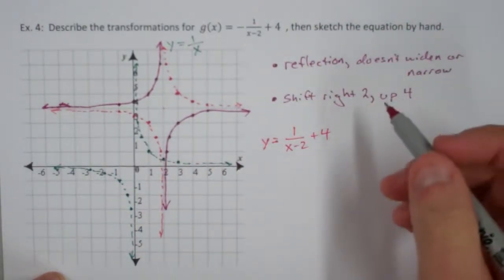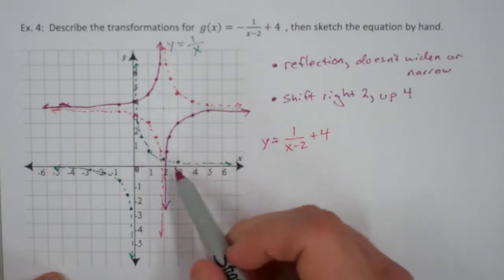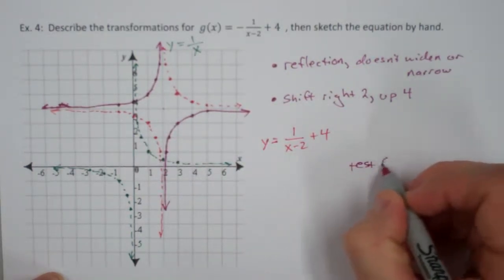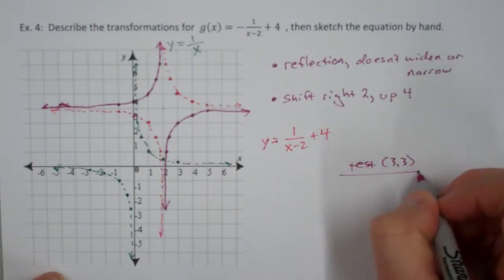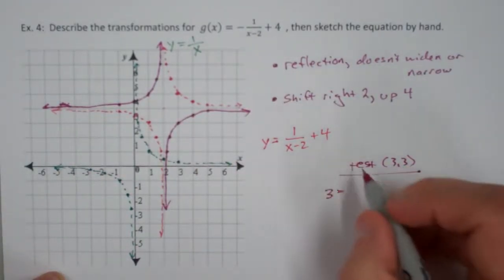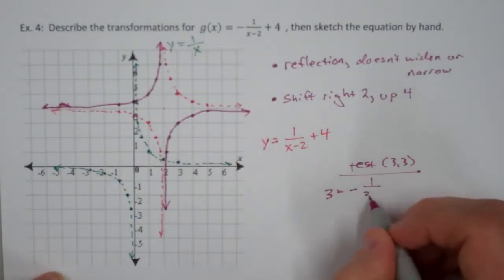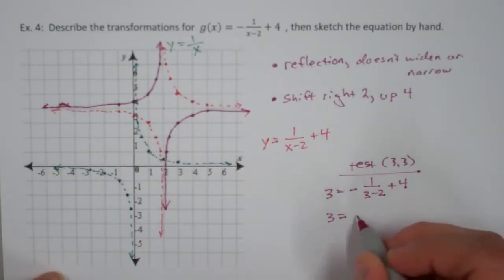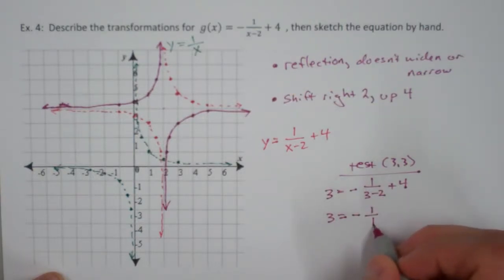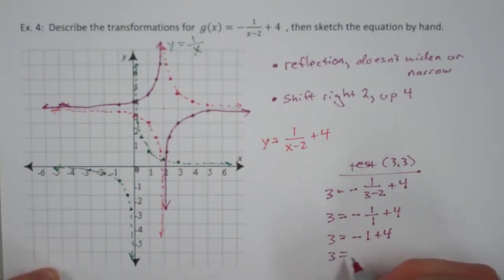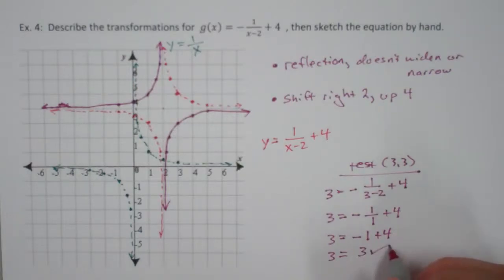Let's just verify that we've done this correctly. So let's pick a point, maybe 3 here. So we're going to test (3, 3). That's g of x, the y position, should be equal to the opposite of 1 over 3 minus 2, plus 4. So 3 is equal to negative 1 over, that's 1, plus 4. 1 over 1 is 1, and it's negative. So we get 3 is equal to, well, just 3.